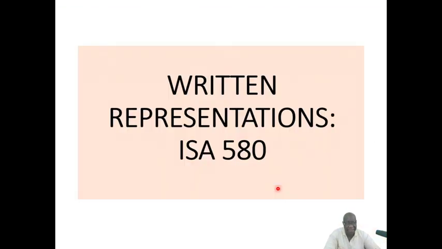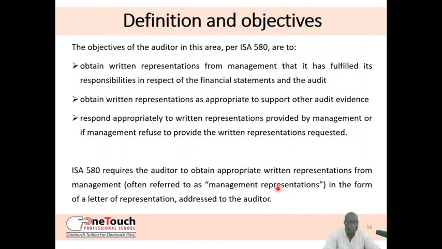Now, the written representation is a statement written by management to auditors. It's written by management to auditors. But under normal circumstances, it's the auditor who drafts it and gives it to management to put on their letterhead and give back to them. So, definition and objectives. The objective of the auditor in this area per ISA is that you should obtain written representation from management that it has fulfilled its responsibility in respect of the financial statements and the audit. So it is the letter of representation written by management to you, the auditor.